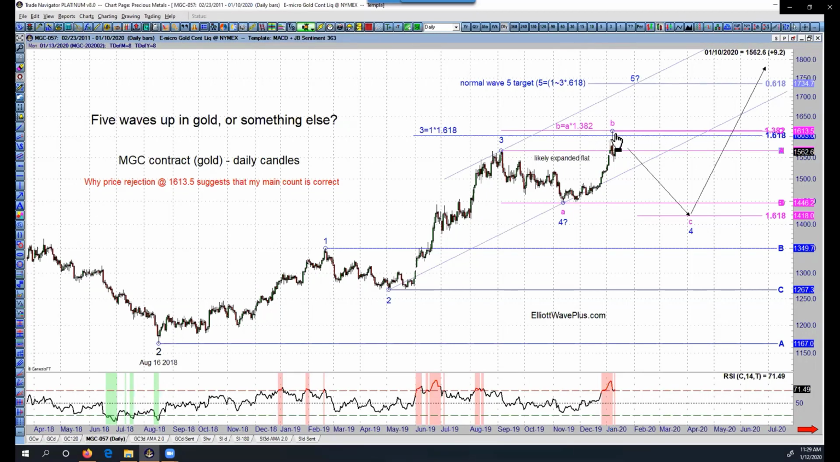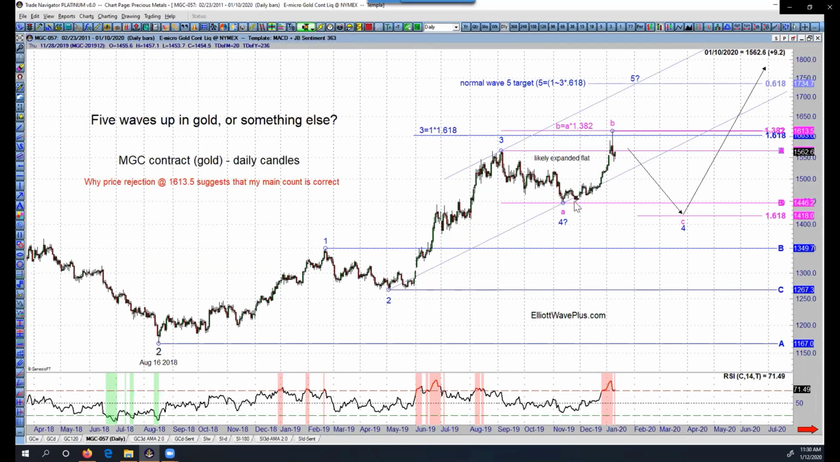And then one would expect, so this would be essentially a 3-wave structure to the downside, a 3-wave structure to the upside for wave B, and then a 5-wave structure to the downside to complete an expanded flat. And I even have a target down here for the end of wave C in gold. That'd be down here at 1418, and currently Hurst thinks that will move down into March. I'll draw it in March here. So this is March.